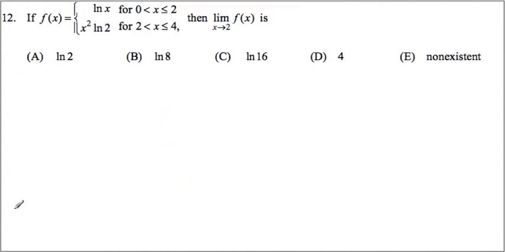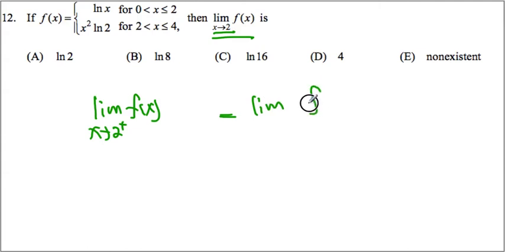Number 12. Limit. In order for the limit to exist, what we have to realize is the left side has to be equal to the right side. Meaning, what is the limit of the function as x approaches 2 from the right side? That has to be equal to the limit of the same function as x approaches 2 from the left.